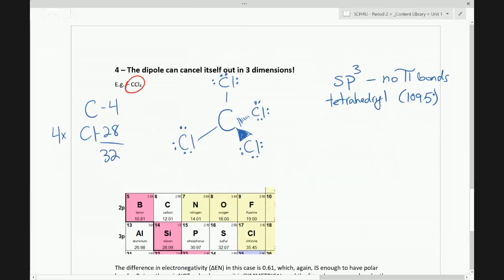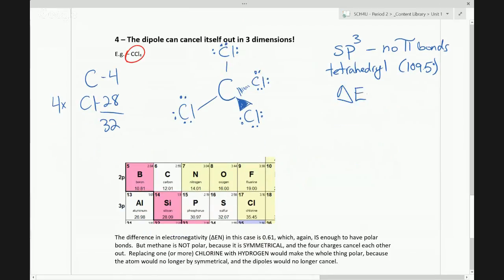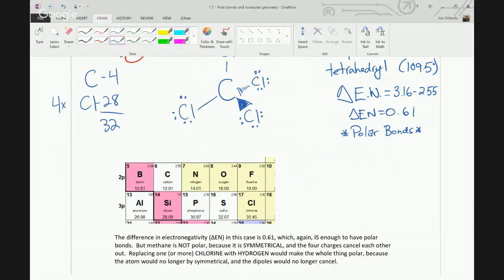And then if we looked at the difference in electronegativity, we'll see that chlorine has 3.16 and carbon's is 2.55. And that works out to a difference in electronegativity of 0.61. And that means that it has polar bonds, which means that we have to come in here and draw dipoles.